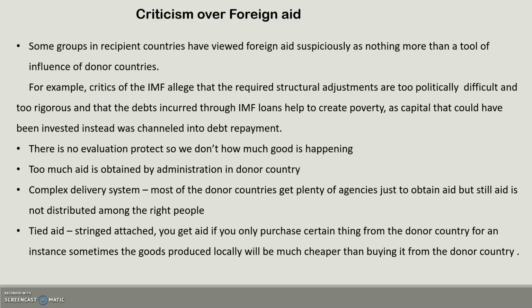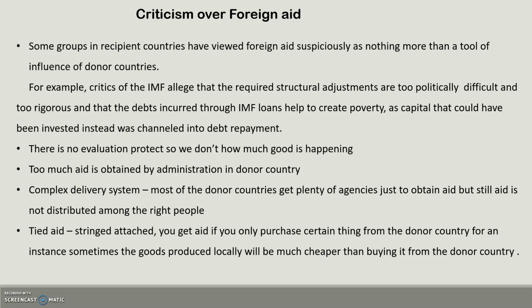Too much aid is obtained by the administration in the donor country. And a complex delivery system. Most of the countries have too many agencies to provide them money, but still it is not distributed among the right people. They go as non-profit organizations, but at last they become profitable organizations, right?